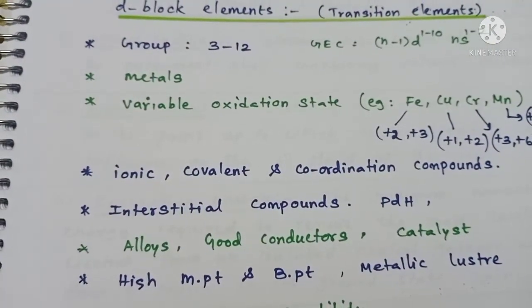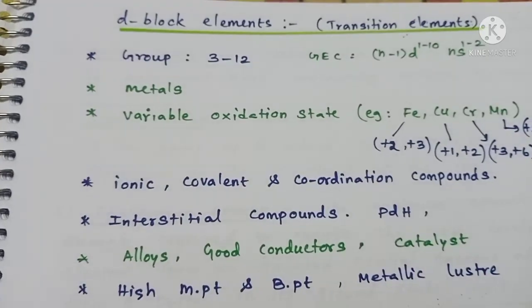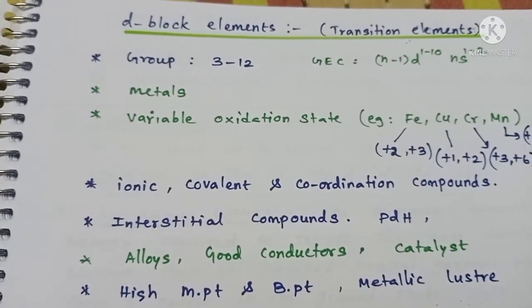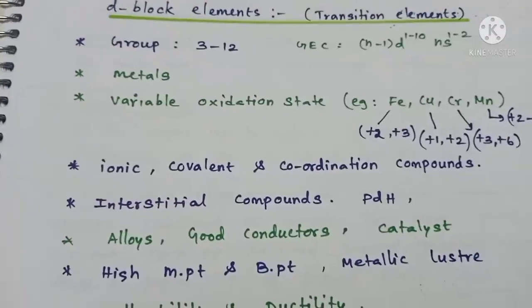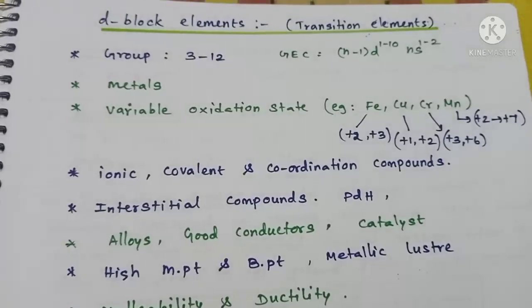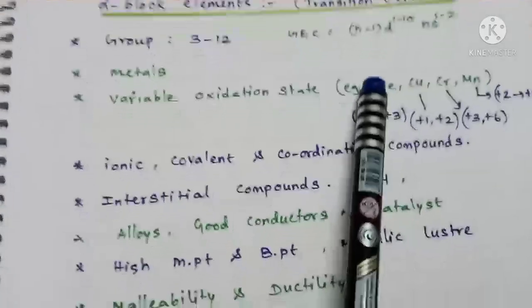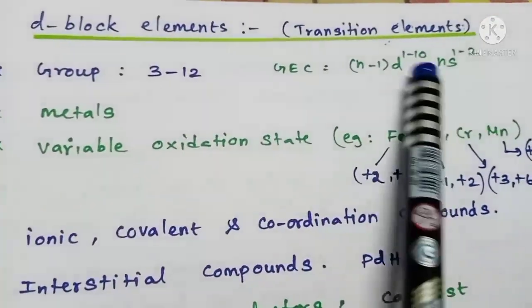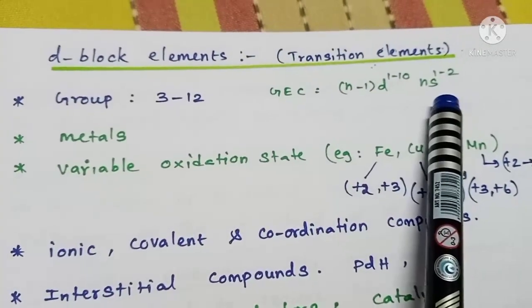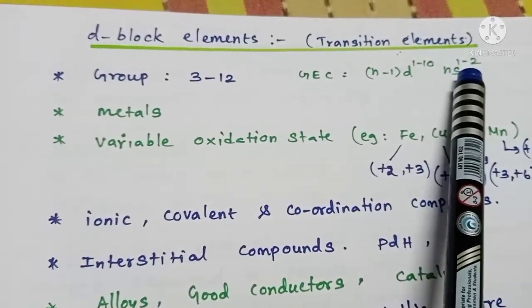In these elements, the valence electron is added in the d orbital, so they are generally called d block elements. Okay, the general electronic configuration is (n-1)d1 to 10 ns1 to 2. So they have (n-1)d orbital with minimum 1 to maximum 10 electrons, and the ns orbital with 1 electron in some elements, and 2 electrons in many.